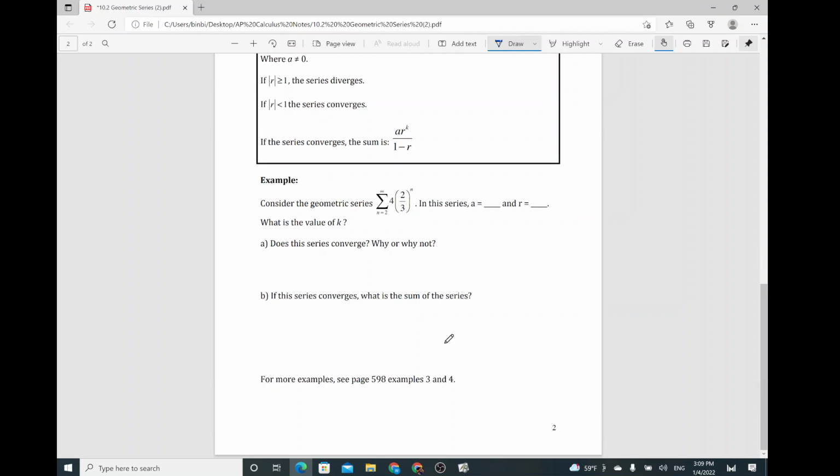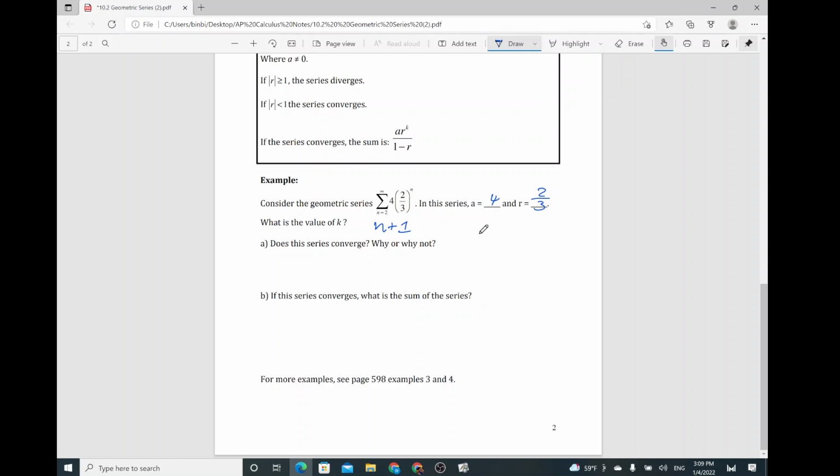So consider the geometric series, sigma as n equals 2. Instead of starting with n equals 1, we start with n equals 2, all the way to infinity of the sequence 4 times 2 over 3 to the power of n. Here a is obviously 4, and the common ratio is 2/3. What's the value of k? Depending on the situation, k could be any natural number, 1, 2, 3, 4, 5. But let's say k is just n plus 1, since we just want to get the extra term.